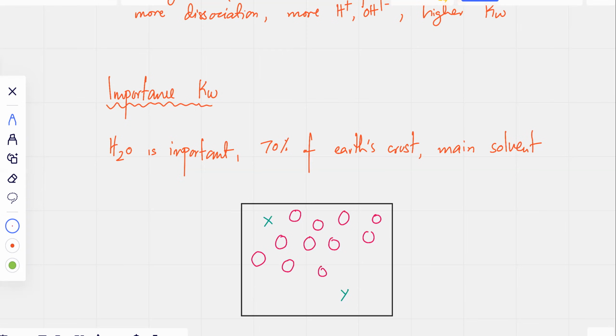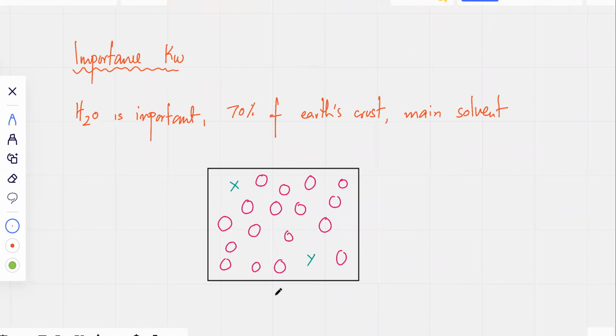So X is trying to react with Y, and the solvent is water. Now the thing is that there could be many different types of these solutions. If X and Y are trying to react, lots of water molecules are present over here. Some of the water molecules might dissociate. So it's not just water molecules that are present, there might be H plus 1 and OH minus 1 ions also present in the solution. Is that clear?